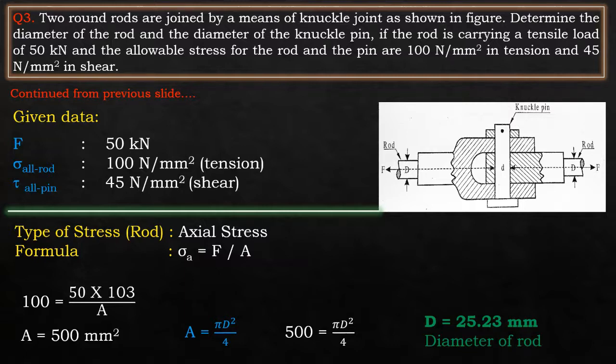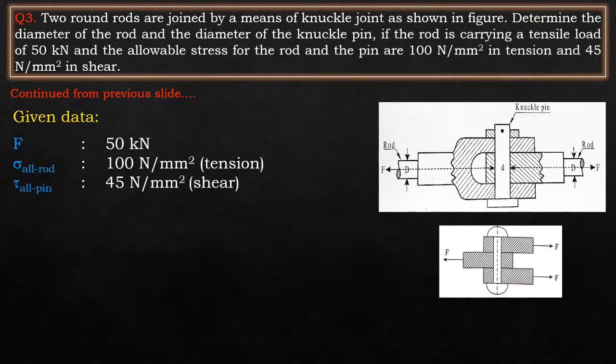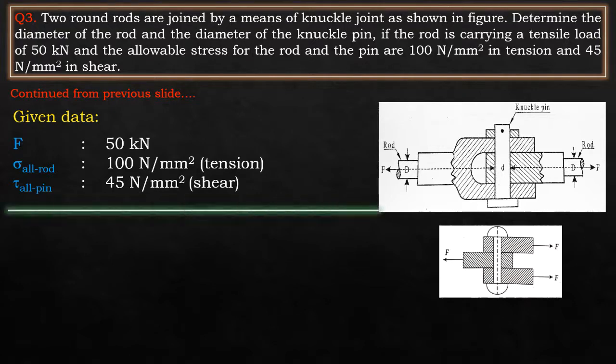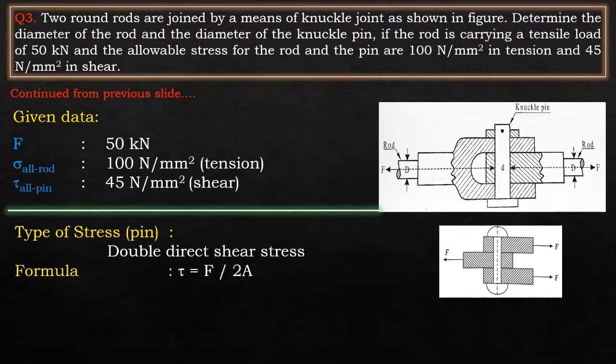Let us now determine the diameter of the knuckle pin. As we have already discussed, the knuckle pin is subjected to double direct shear stress. Therefore, the related formula is tau equal to F by 2A.